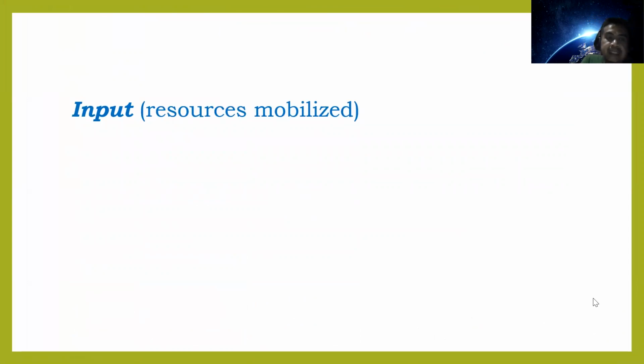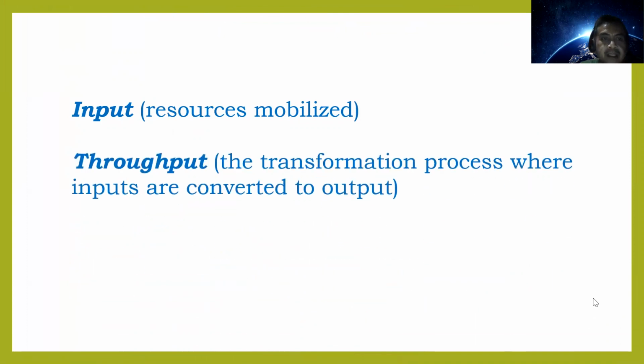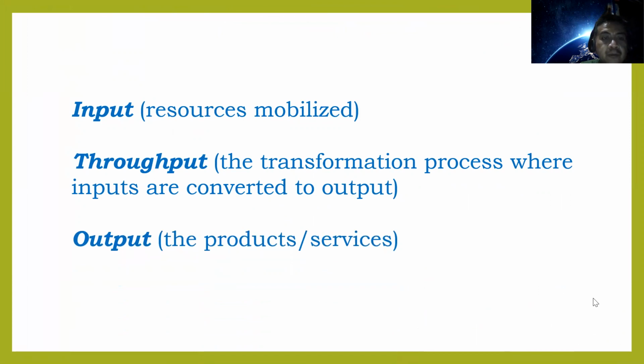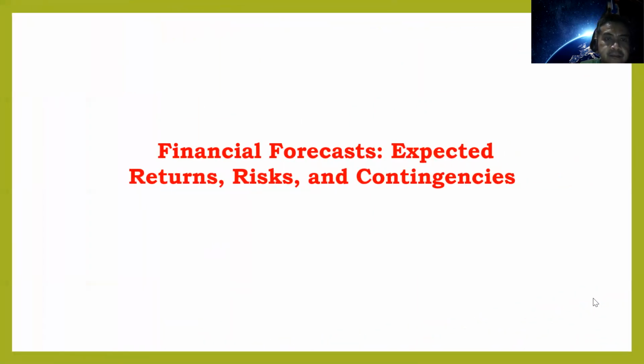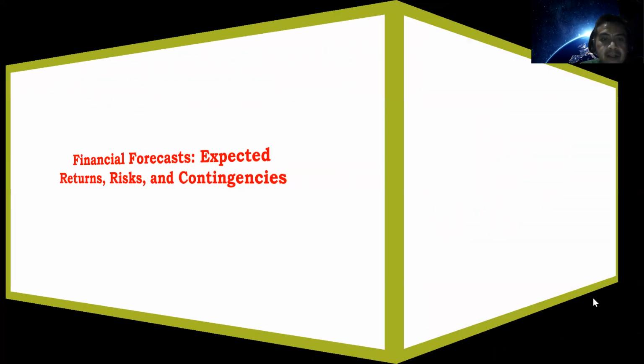So we have the input, or the resources mobilized. Then we have the throughput, or the transformation process, where inputs are converted to output, and the output, which is the products or the services. Then we have the financial forecast, expected returns, risk, and contingencies. Okay?